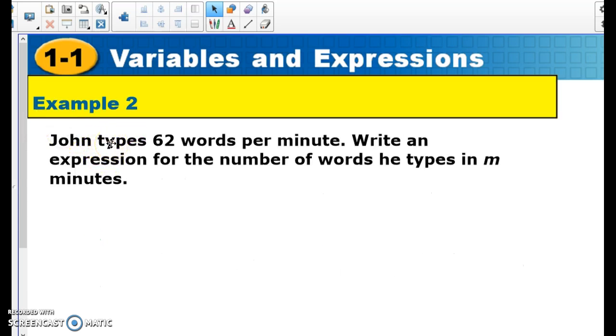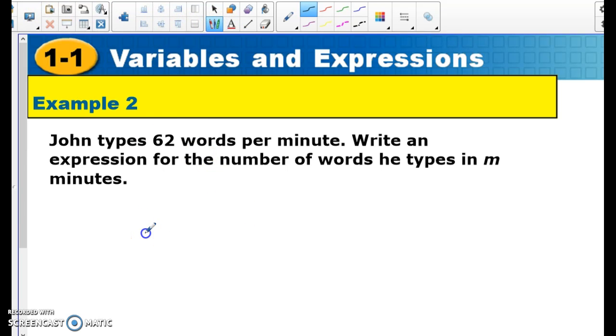Some other examples. John types 62 words per minute. Write an expression for the number of words he can type in m minutes. Let's say I wanted to figure out how many words he can type in 4 minutes. I want an expression that I can use to figure that out in a couple of seconds. So I know I need the 62 to be in there somewhere.